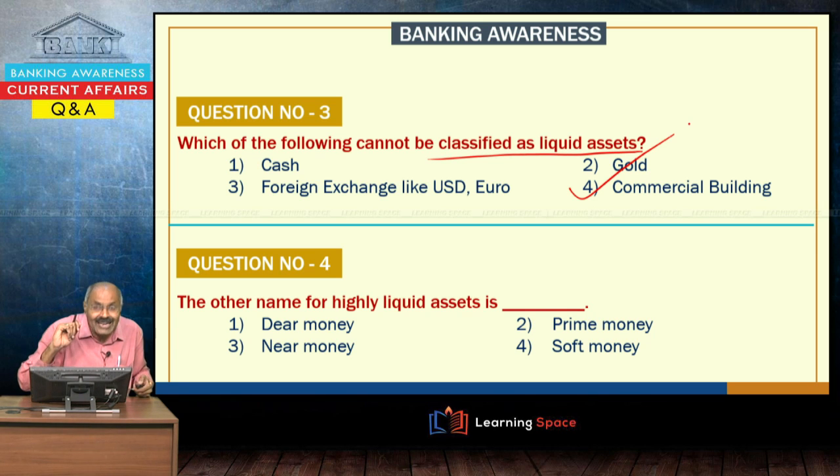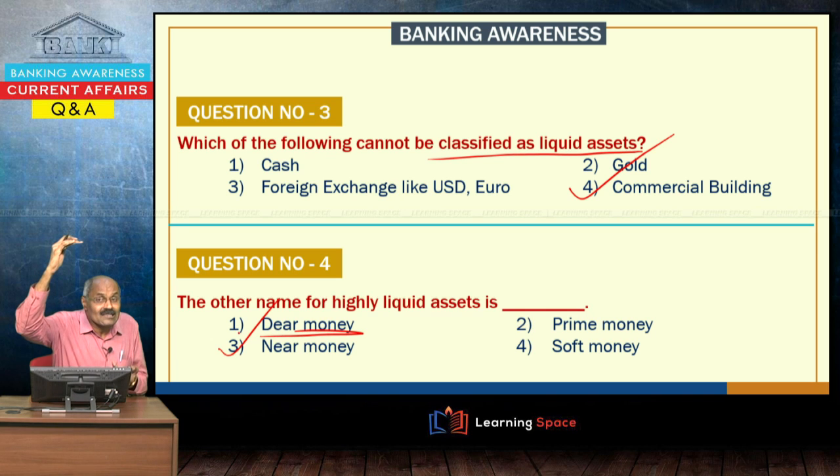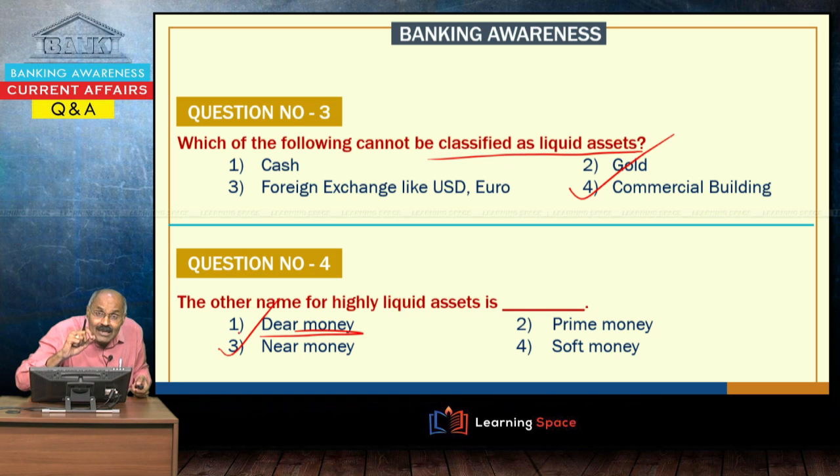The other name for highly liquid assets is near money. We call highly liquid assets near money, please do not forget. Then dear money, what is the meaning of dear money? Dear money means when the interest rate is high, suppose the interest rate is 12%, 13%, and increasing. Under those circumstances, if you borrow money, that is dear money. The money which you are getting at higher interest rates is classified as dear money.